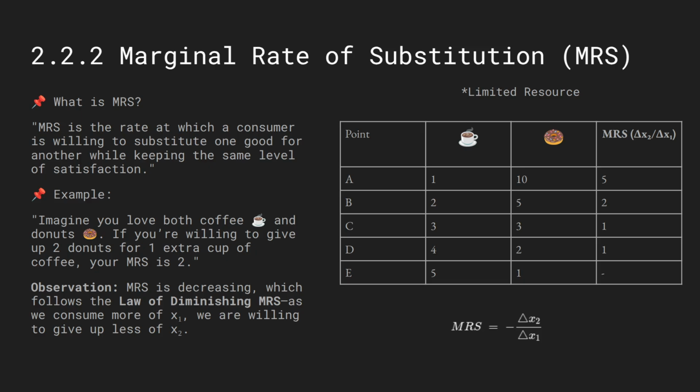Imagine you love both coffee and donuts. You are willing to give up 2 donuts for one extra cup of coffee. As you consume more of one good, MRS usually decreases because of the law of diminishing marginal utility. This helps shape consumer preferences and indifference curves.